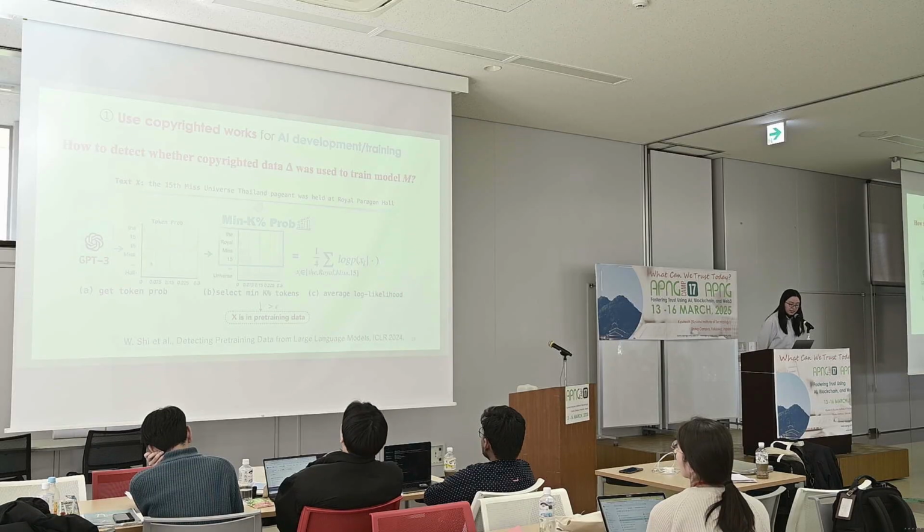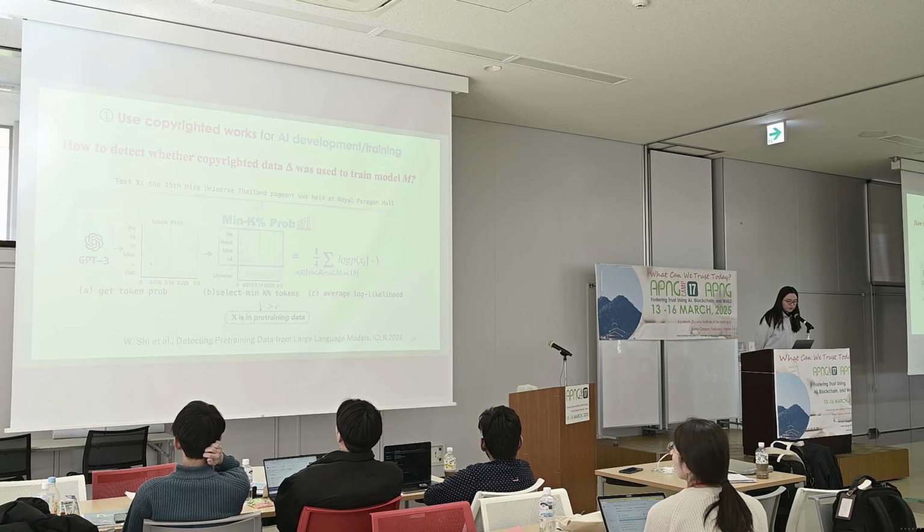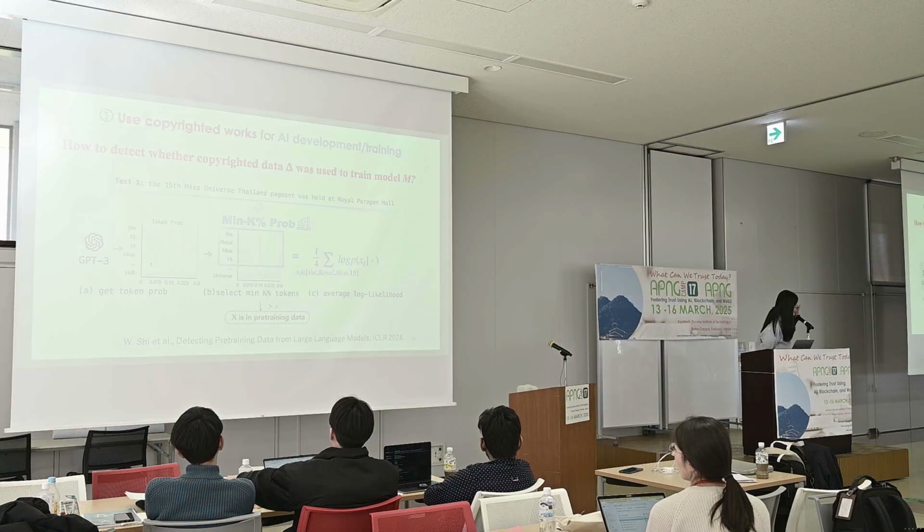Here I give one example. It's a little bit technical, maybe. So the basic idea is here. As we know, ChatGPT generates a sentence token by token, and each token you can think of as a word. When it generates each word, there will be a probability. So when you detect whether your data was used to train this model, first you calculate the probability of your data, token by token, for each token.